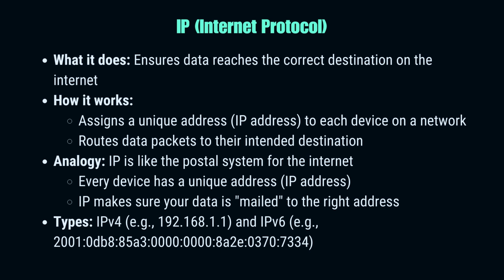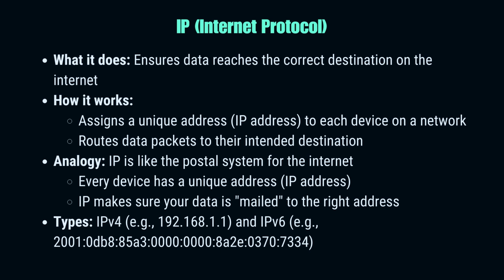Speaking of IP addresses, let's dive into IP, the Internet Protocol, which ensures that data gets routed to the correct destination. IP, or Internet Protocol, is like the postal service of the Internet, making sure that data gets to the correct destination. Just like every house has a unique postal address, every device connected to the Internet has a unique IP address. IP's main job is to route data packets across the network, ensuring that they reach the correct destination.